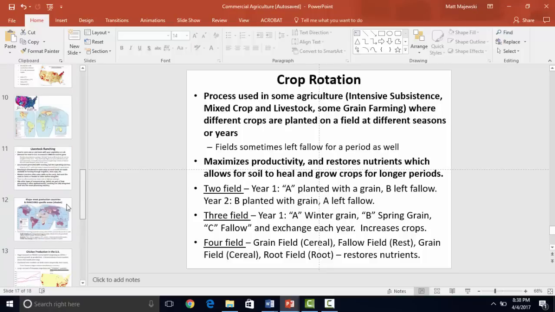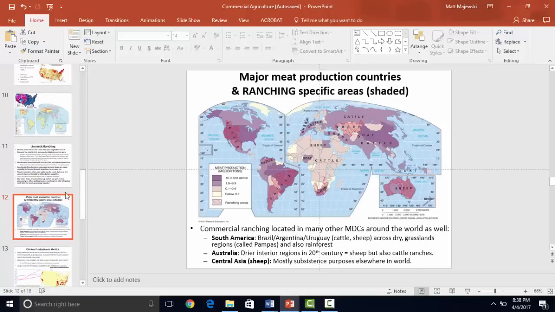And then we go to this slide, which was another slide we looked at in class. This shows you the areas where major ranching operations occur. You must know Western North America produces cattle ranches. You need to know South America is most widely known for cattle, especially Brazil and Argentina in that region called the Pampas. You need to know Australia is most normally associated with sheep raising, especially because they can thrive in drier environments.